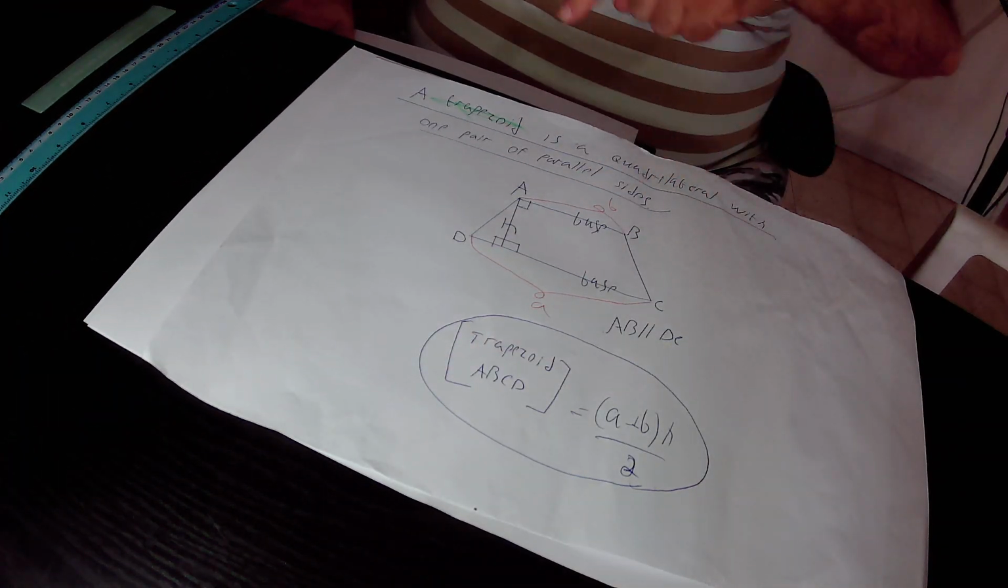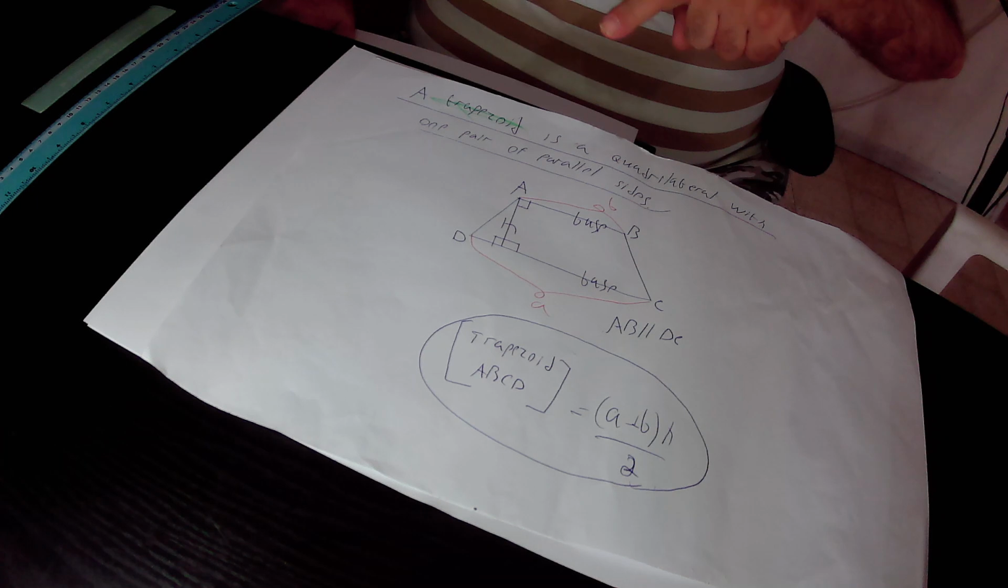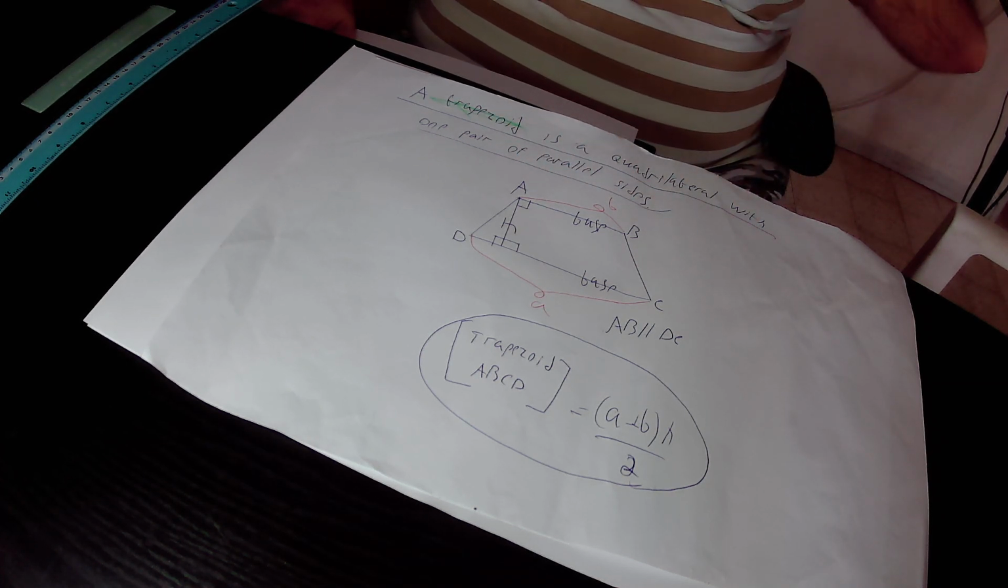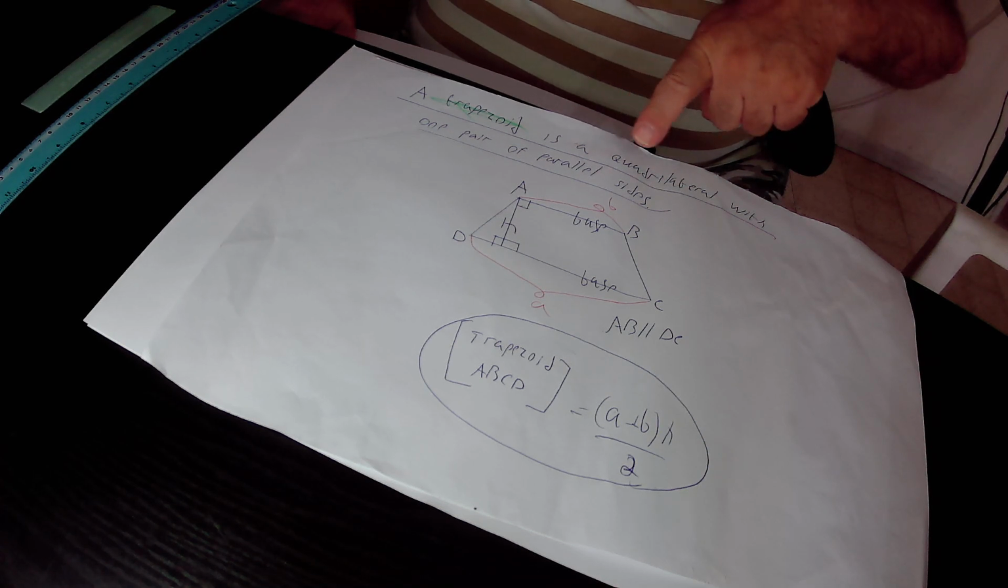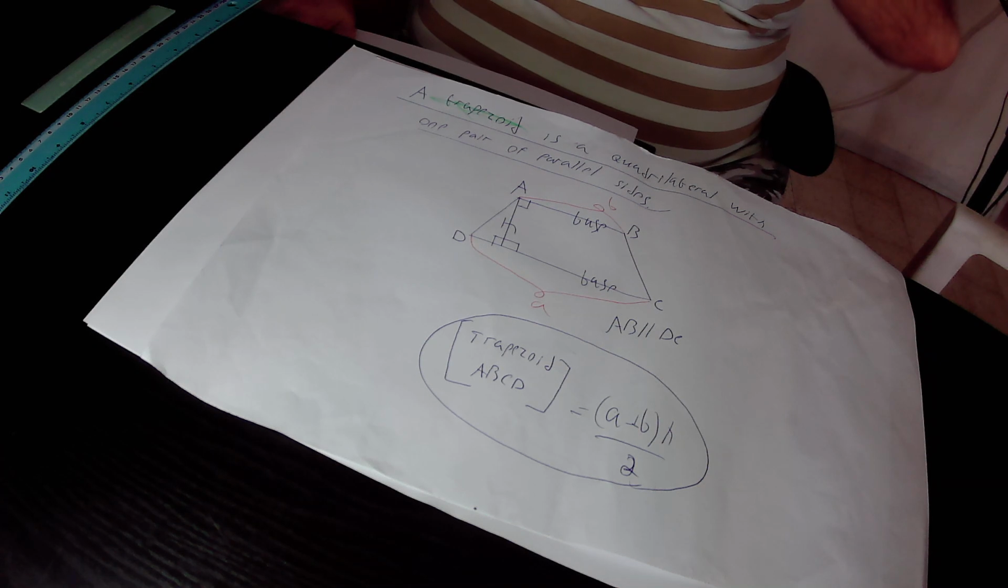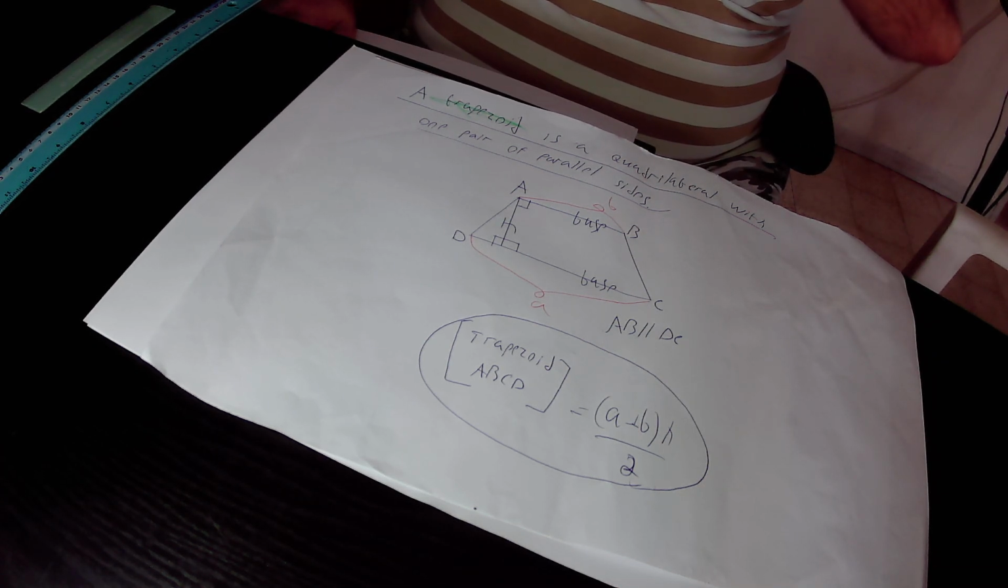This is trapezoid ABCD. Side AB is parallel to the opposite side DC. The two parallel sides are defined as the bases of the trapezoid. Again, a trapezoid is a quadrilateral with one pair of parallel sides.